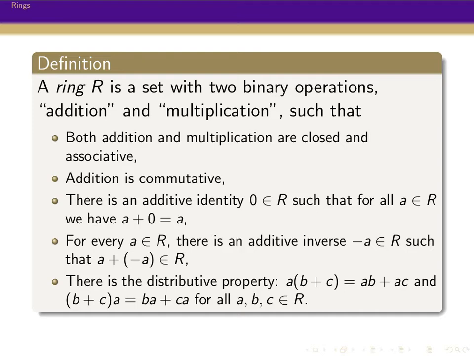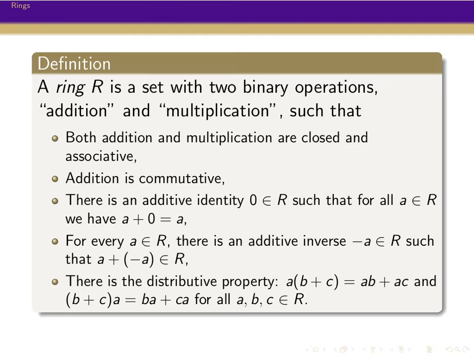What is a ring? What makes a ring different than a group is that whereas a group had one operation, a ring is going to have two operations. We're going to call those two operations addition and multiplication. Both of these operations are closed and associative on the set. Addition is always going to be commutative, and this is similar to how we thought about addition in groups. So addition is always commutative.